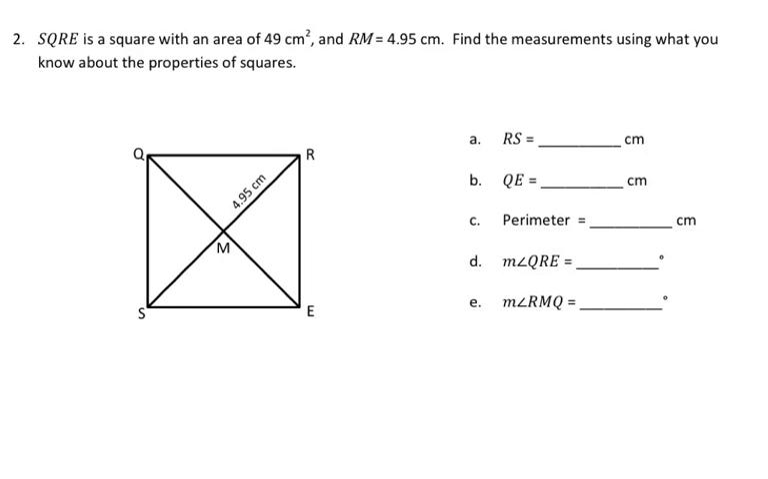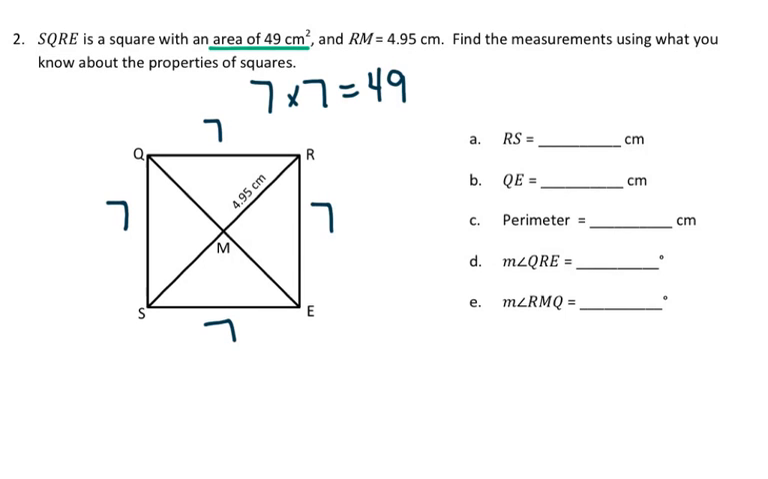Okay, so first of all, we know if the area is 49 centimeters squared, that means length times width is 49. Hopefully the students will know that 7 times 7 equals 49. So each one of the sides is 7.